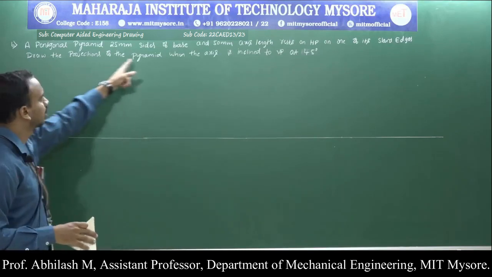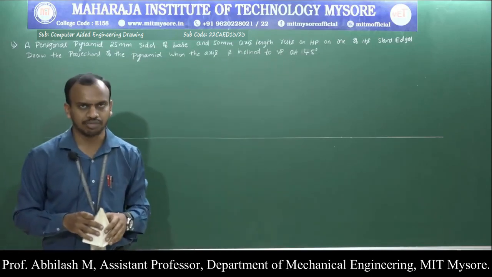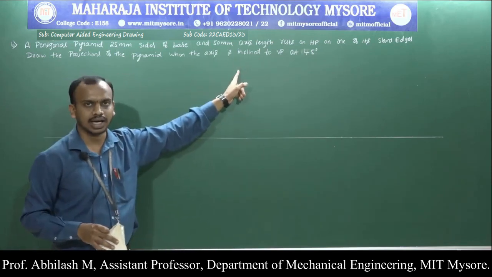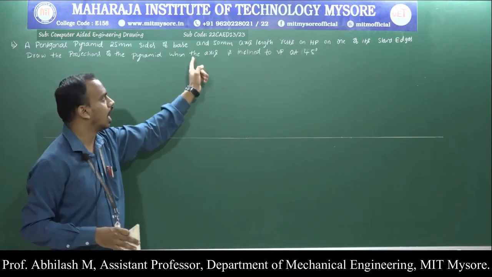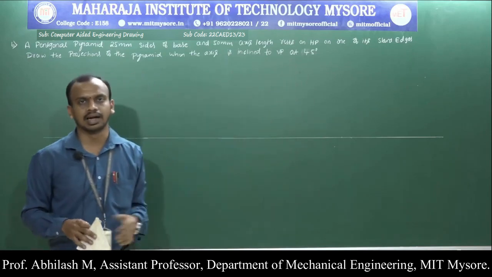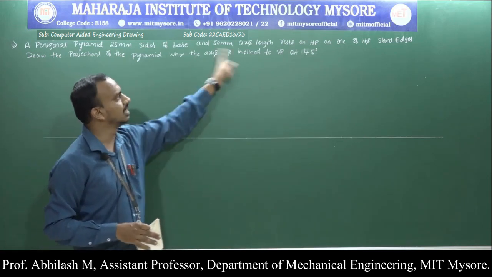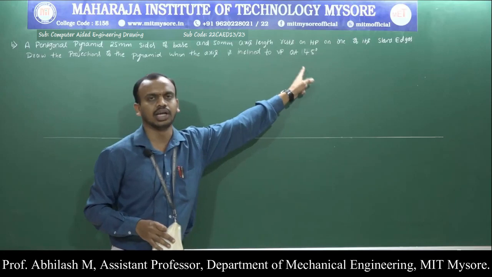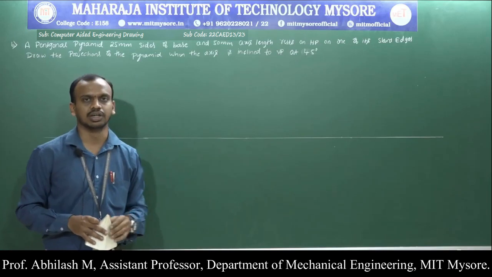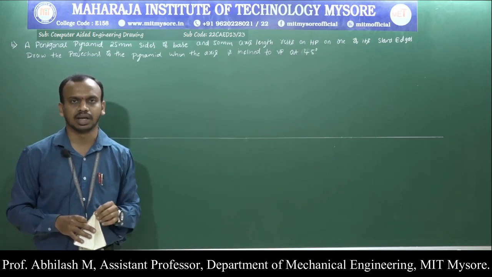Then draw the projections of the pyramid when the axis is inclined to VP at an angle of 45 degrees. This statement is very important. Here they are not mentioning that it appears to be inclined at an angle of 45 degrees, in which case we need not calculate the beta angle, whereas here they are mentioning that the axis itself is inclined at an angle of 45 degrees. So we are supposed to calculate the angle of beta in the final position. In order to complete the final position, we are supposed to calculate the angle of beta in this particular problem.